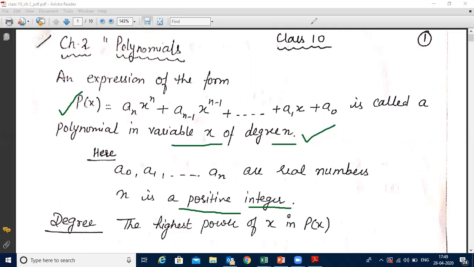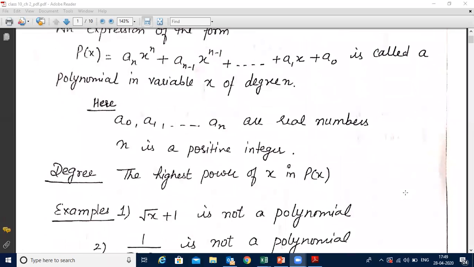Degree is the highest power of x in p(x). That means in any polynomial, the highest power of x is known as the degree.